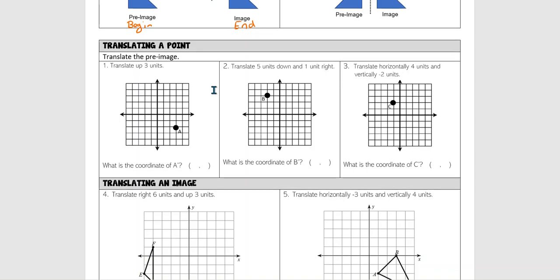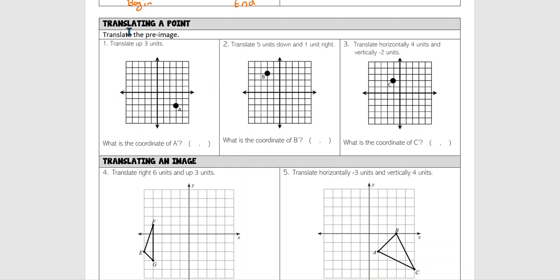So if we take a look at our examples here, we have a point and our directions say translate up 3 units. So we're going to go up 3 steps. So now I'm going to find wherever I'm starting. Here's point A, my pre-image, and I'm just going to move this up 3 steps. So we're going to go up 1, 2, 3 steps. And since I started with A, I'm going to label this with A, and then I'm going to put a little mark up top. It looks like a little 1 or a little apostrophe, and that's A prime. That's what tells me that this is the new version of A that I want to look at, my image.